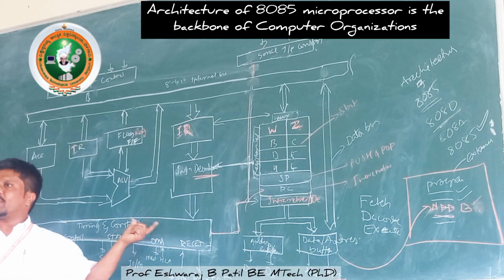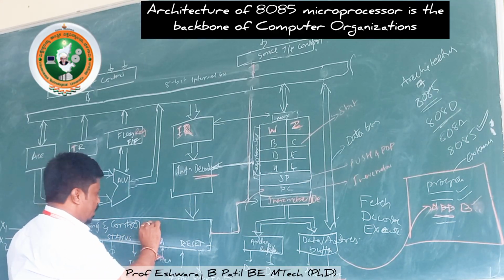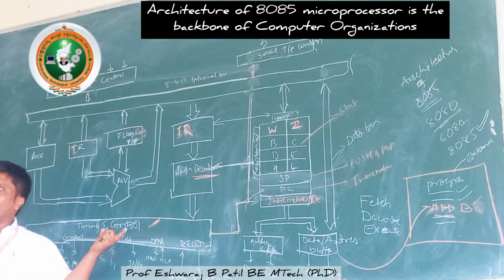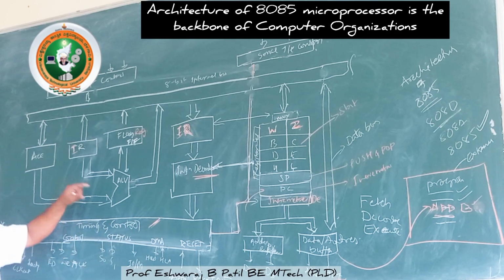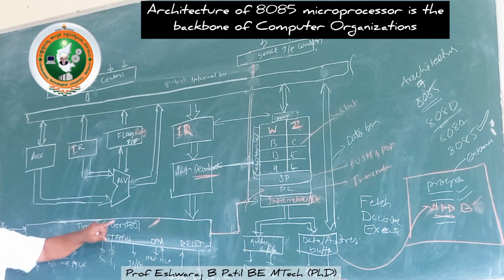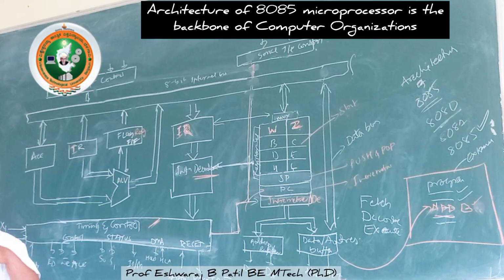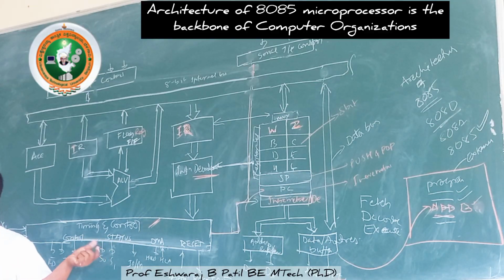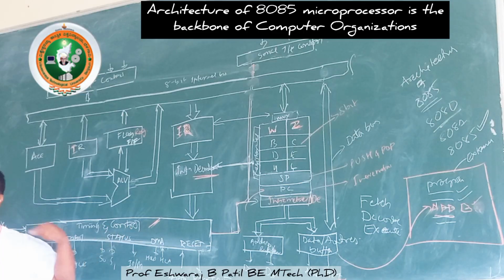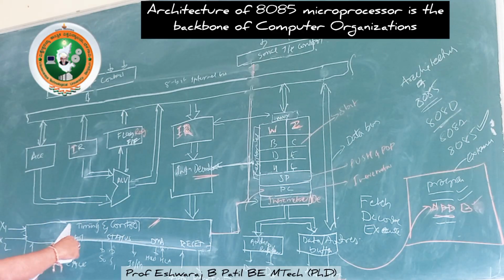Execution will be done by whom? This is the control unit. The control unit will decide what type of execution, whether it is an arithmetic operation or a logical operation. Arithmetic operations are addition, subtraction, and so on. Logical operations are AND, OR, XOR. But who will decide that? The control unit will decide the type of instruction and what operation it has to perform. That will be sending the signal.